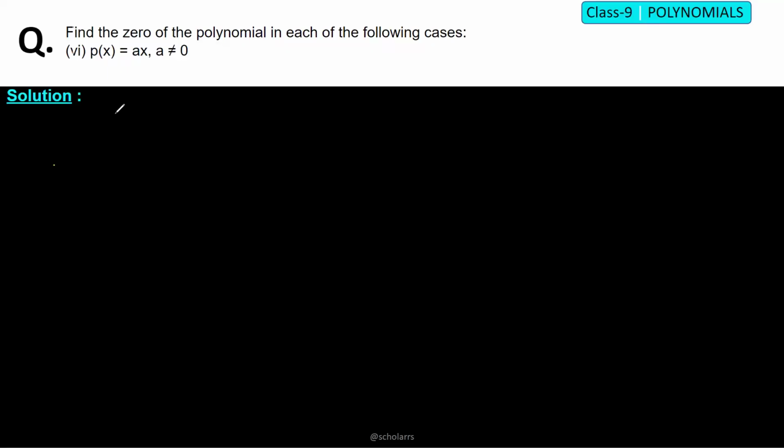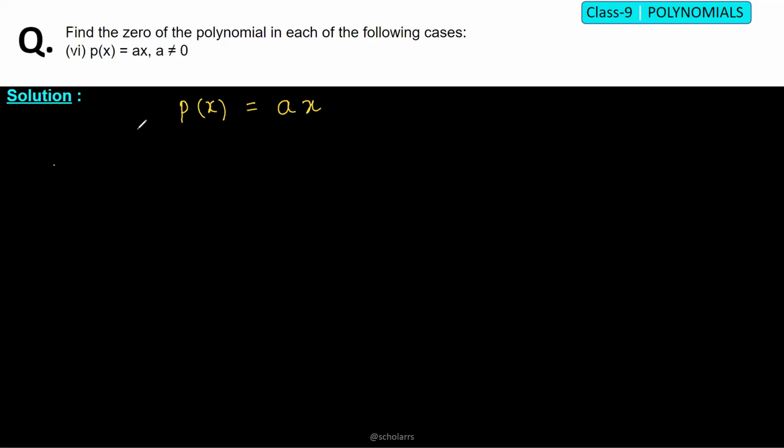In this question, we have to find the zero of the polynomial in each of the following cases. So, the polynomial given is p(x) is equal to ax, where a is not equal to 0, condition given. So, what do we have given? Polynomial p(x) is equal to ax, right? We have to find out the zero of this given polynomial.